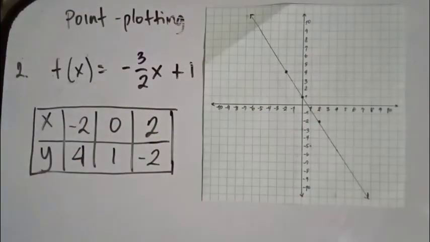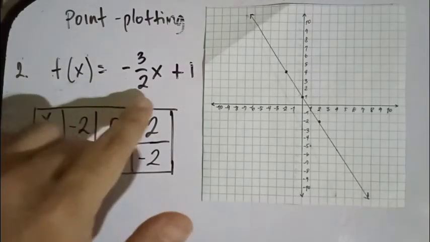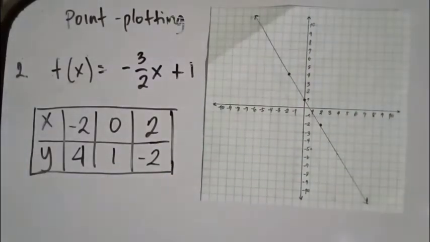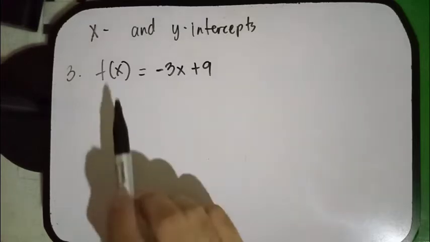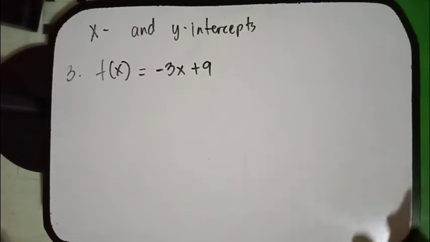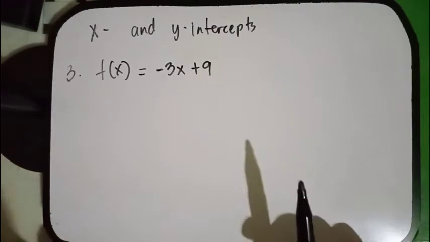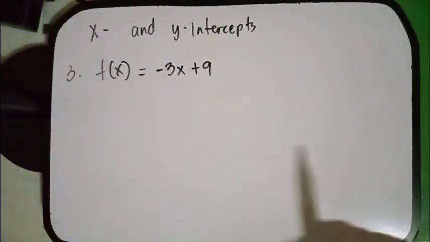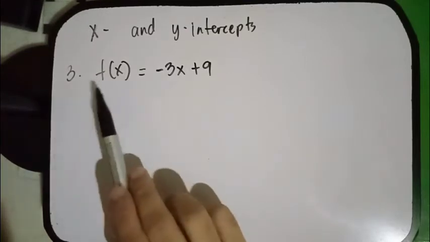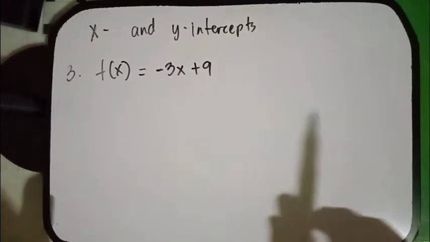So, ito na yung graph ng linear equation na f of x equals negative 3 over 2x plus 1. So, ito na yung mismong graph niya. Next, number 3, we have f of x equals negative 3x plus 9. So, sa second part ng ating discussion, i-graph natin yung linear function by using x and y intercepts. Okay? So, we have given function na f of x equals negative 3x plus 9. So, gagamitin natin yung x and y intercept.